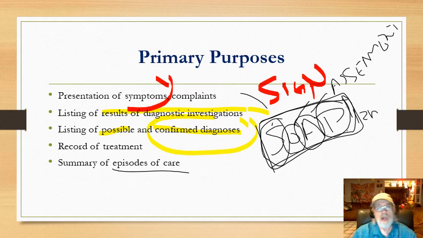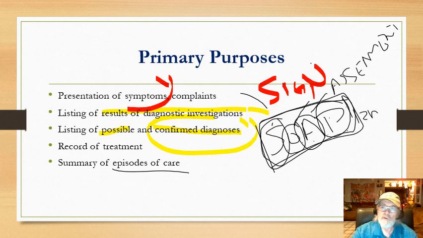So if you hear something, hey, I'm writing a SOAP note, don't think it's because it's something about cleanliness or anything like that. Basically it's subjective, what the patient says; objective, what the practitioner sees; assessment, what they think is going on; and P, plan, for what they plan to do.